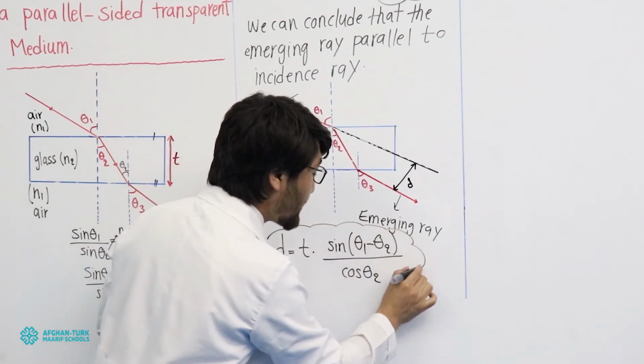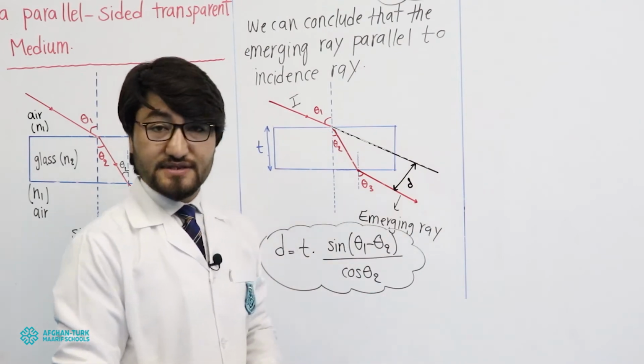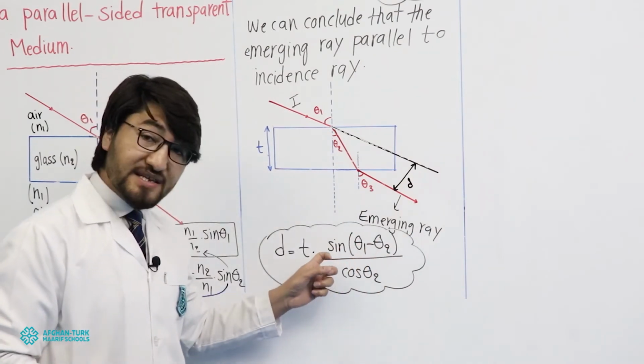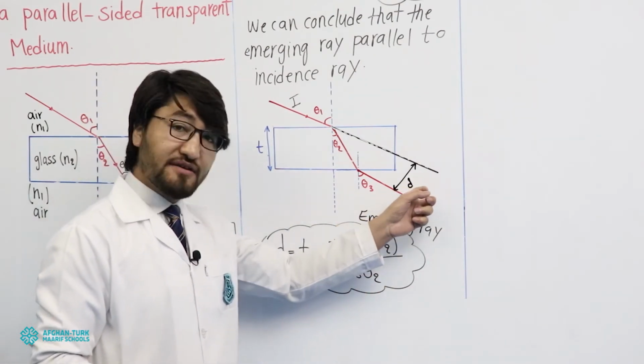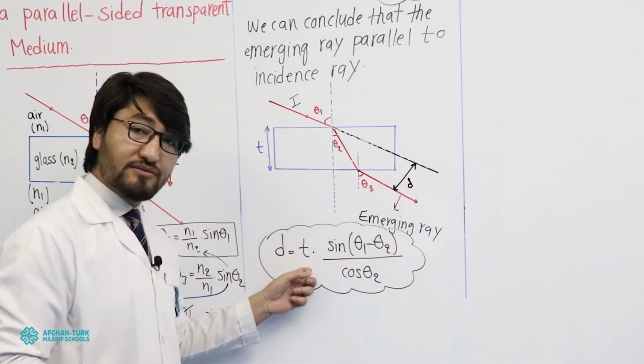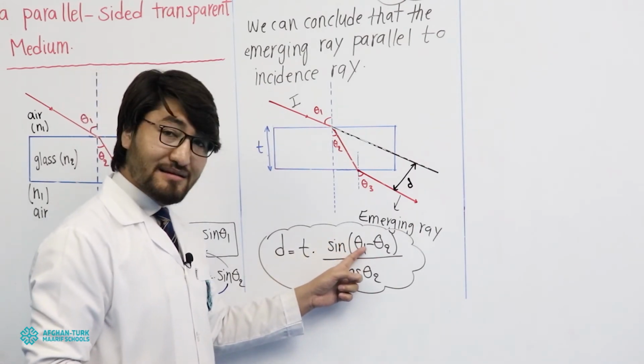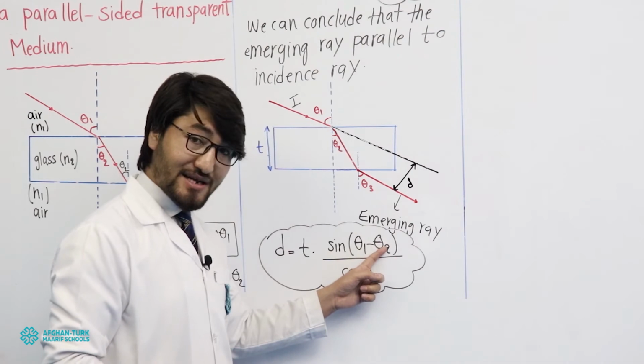This is the formula of the amount of shift. We can find the amount of shift from this equation. You see the amount of shift? This is the formula of the amount of shift. What is T? Thickness. Theta 1 is the incident angle, theta 2 is the refraction angle.